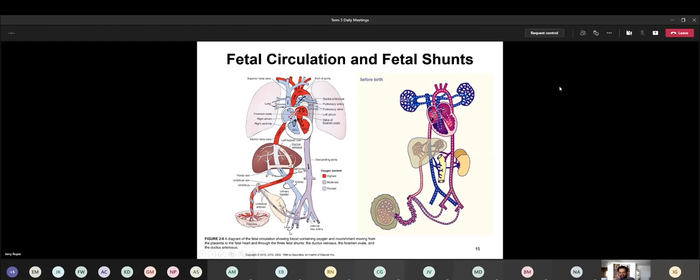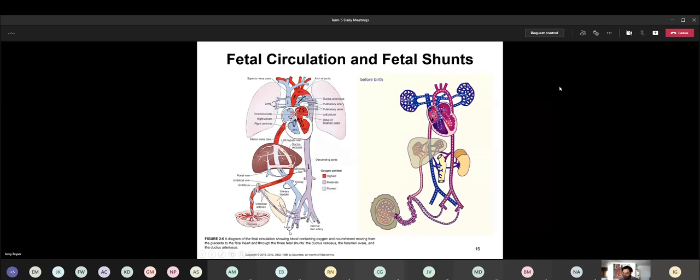Anything else? Oh, because there's so much going on at the placenta, it's really the fetus's lifeline. So it's not unreasonable to say that pretty much half of the fetus's blood volume is going to be in that placenta, trying to undergo gas exchange and receive all those nutrients and things of that nature.